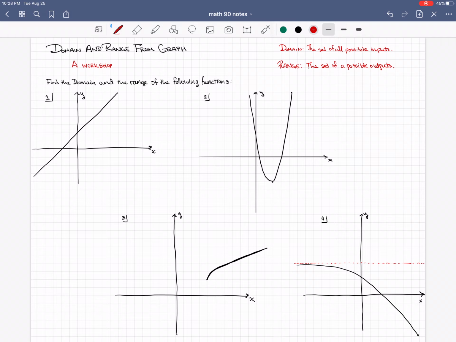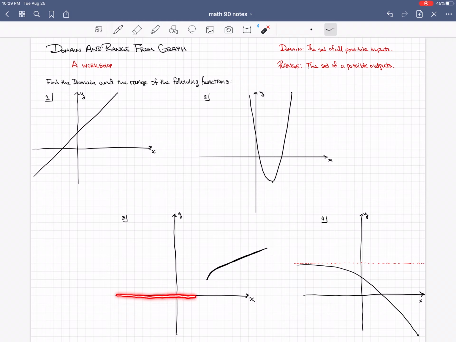So what I like to do when I'm talking about domain is I like to trace along the x-axis and ask myself, is there a point on the graph that has this x-coordinate? What do you think as I'm moving along so far? If I pick this point, for example, is there a point on the graph that has this as its x-coordinate? Nope. You scan above, you scan below, there is no point on the graph with that x-coordinate. And the same is true for any point here, any point here. I'm moving along, I'm moving along, I'm moving along.